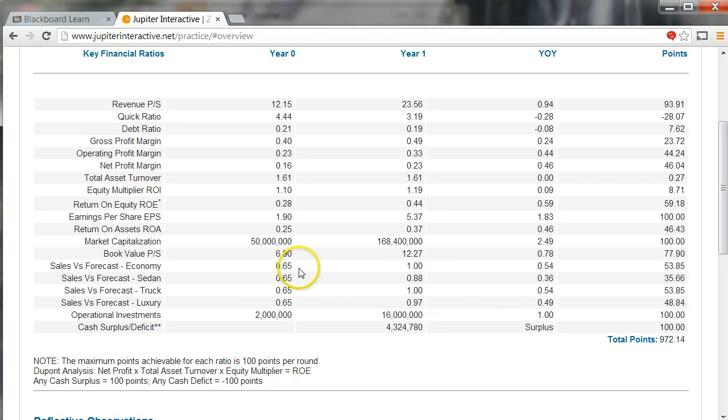I was able to increase the percentage of accuracy of my forecast. In year 0, I was only at 65% accuracy. That's why we had leftover inventory. And for this, I was accurate on two of the vehicles and not so much on two other vehicles.